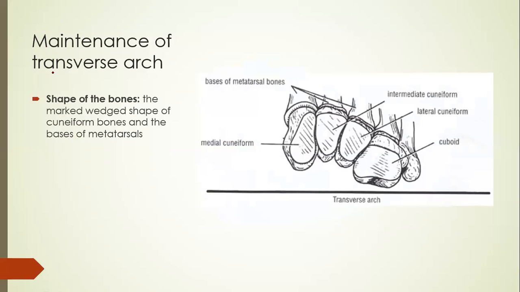Now the transverse arch. The shape of the bones, as you can see, is triangular or conical. The bones are markedly wedge shaped, the cuneiforms and the bases of the metatarsals. These are the cuneiforms and the cuboid and the bases of metatarsals which articulate with these bones. So they form the transverse arch.